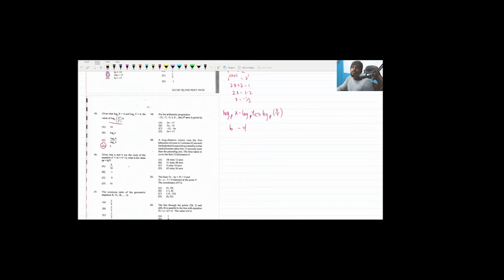So we have to go and use the approach for the alpha beta roots. So x squared plus 3x plus 4 is equal to 0. A is 1, b is 3, and c is 4. Alpha plus beta is equal to minus b over a, which is minus 3. And alpha beta is c over a.